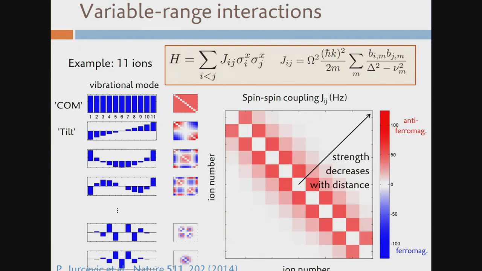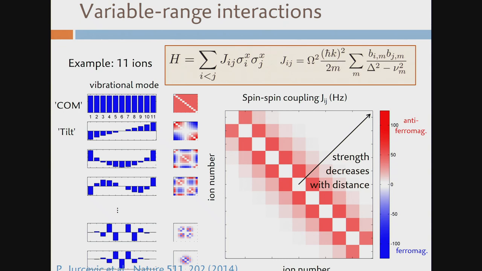And if I'm very close, for instance, to the center of mass mode, then since the center of mass mode is completely uniform across the whole string, it's just all the ions doing the same, the range of my interaction is infinite. And then it decays as 1 over distance to the power of 0. And in between, you have a range of detunings, and then you will get different power laws for how the strength of this interaction decays along the chain.